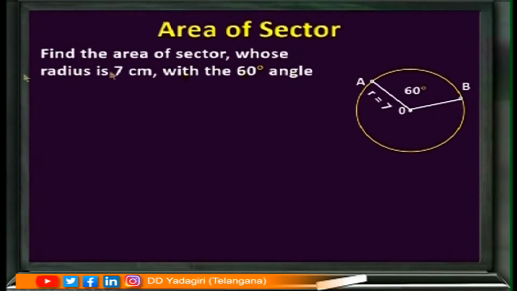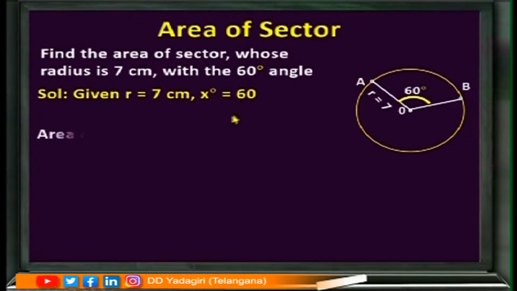Find the area of sector whose radius is 7 with the 60-degree angle. So this is the circle, OA and OB are radii and OAB is a minor sector. Now how to find the area of this sector? Given angle is 60 degrees and given r is equal to 7, and x degrees is equal to 60. Now we know the formula for area of sector, which is x by 360 into pi r square.